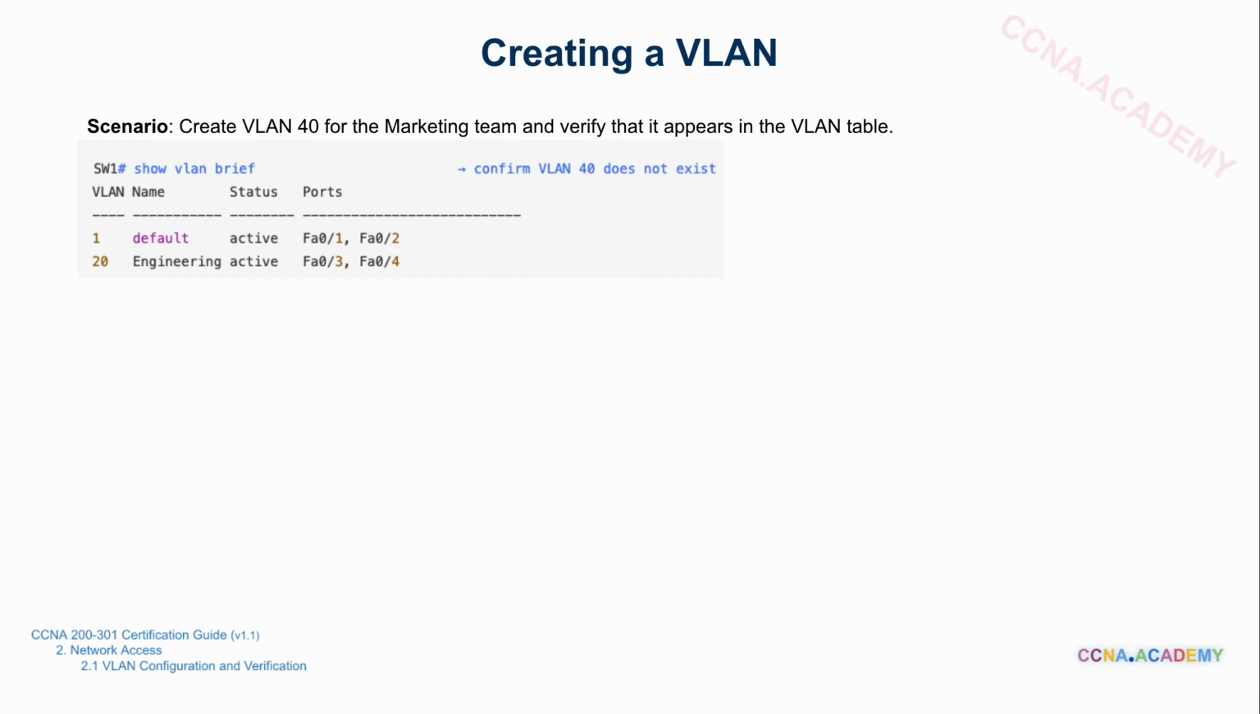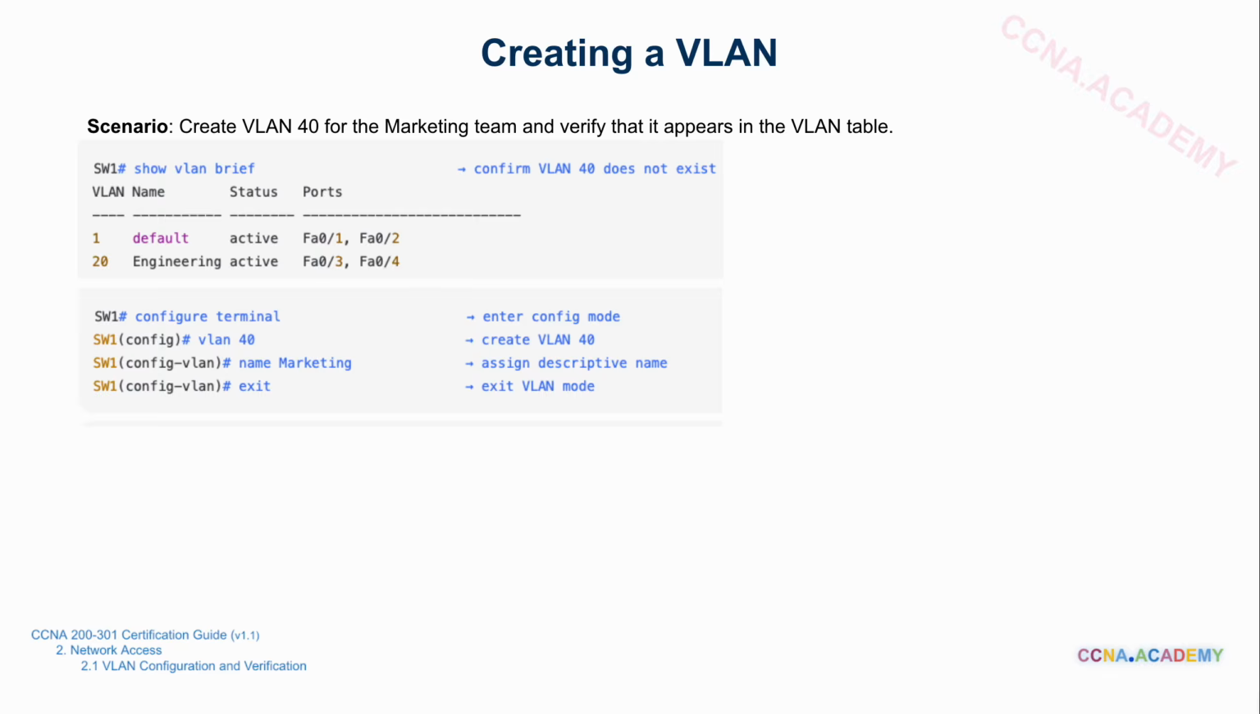First, we verify the current VLAN table to confirm that VLAN 40 does not already exist on the switch. This avoids accidental duplication and confirms that a new VLAN needs to be created. Next, we enter global configuration mode and create the VLAN by using the VLAN keyword followed by the VLAN number.